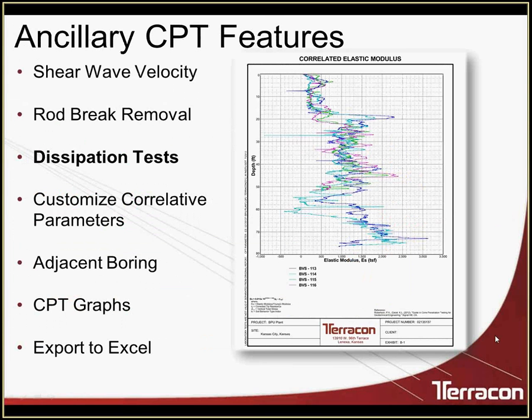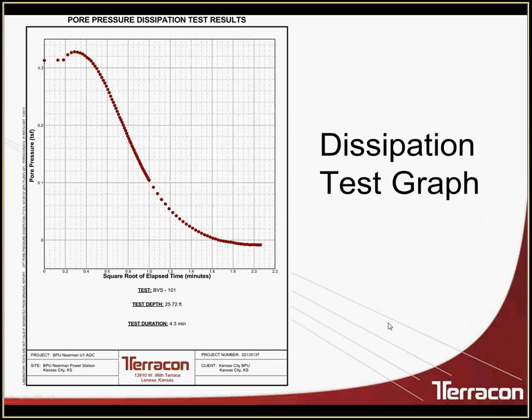And that brings us to the third item, which is dissipation tests. Here's an example graph, an example output of a dissipation test. A dissipation test, as I'm sure you're familiar, is just when you're running a CPT, you stop at a given elevation or depth and let pore pressure go back to 0. This is helpful in fine-grained materials and can help identify things like your CV value and things like that.